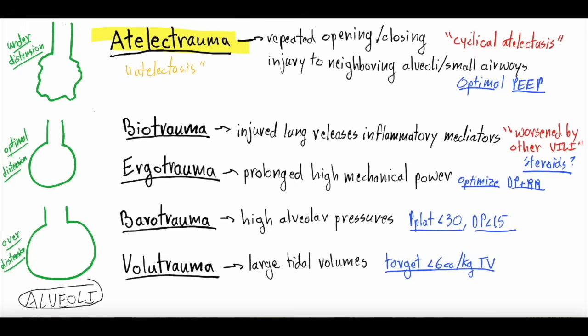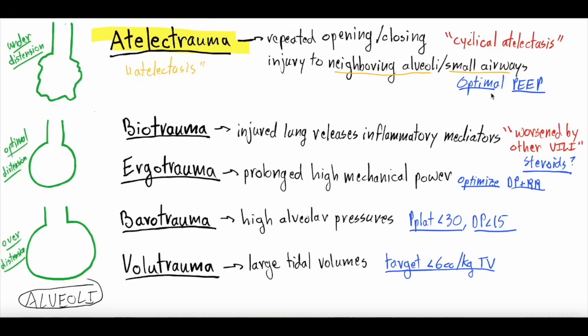down. And this can lead to damage from kind of shear stresses and things on that thin alveolar wall, as well as neighboring and adjacent alveoli and small airways. And that trauma is called atelectrauma. Sometimes people call it cyclical atelectasis.